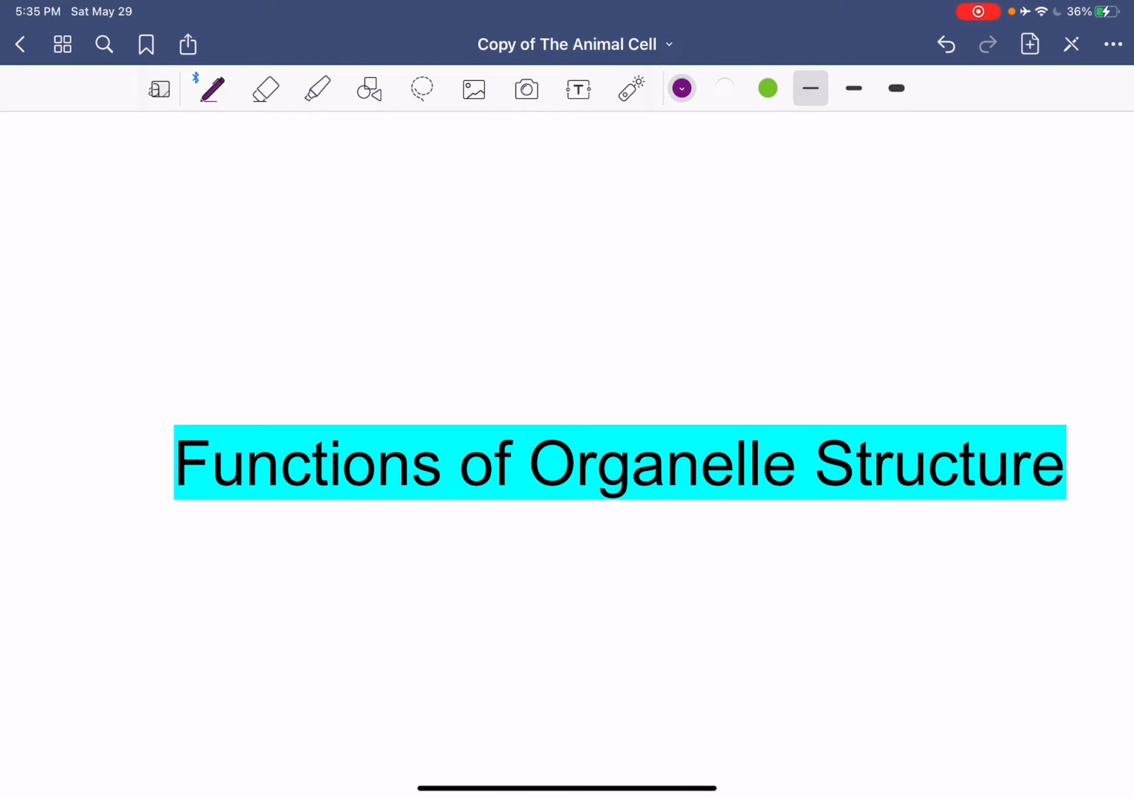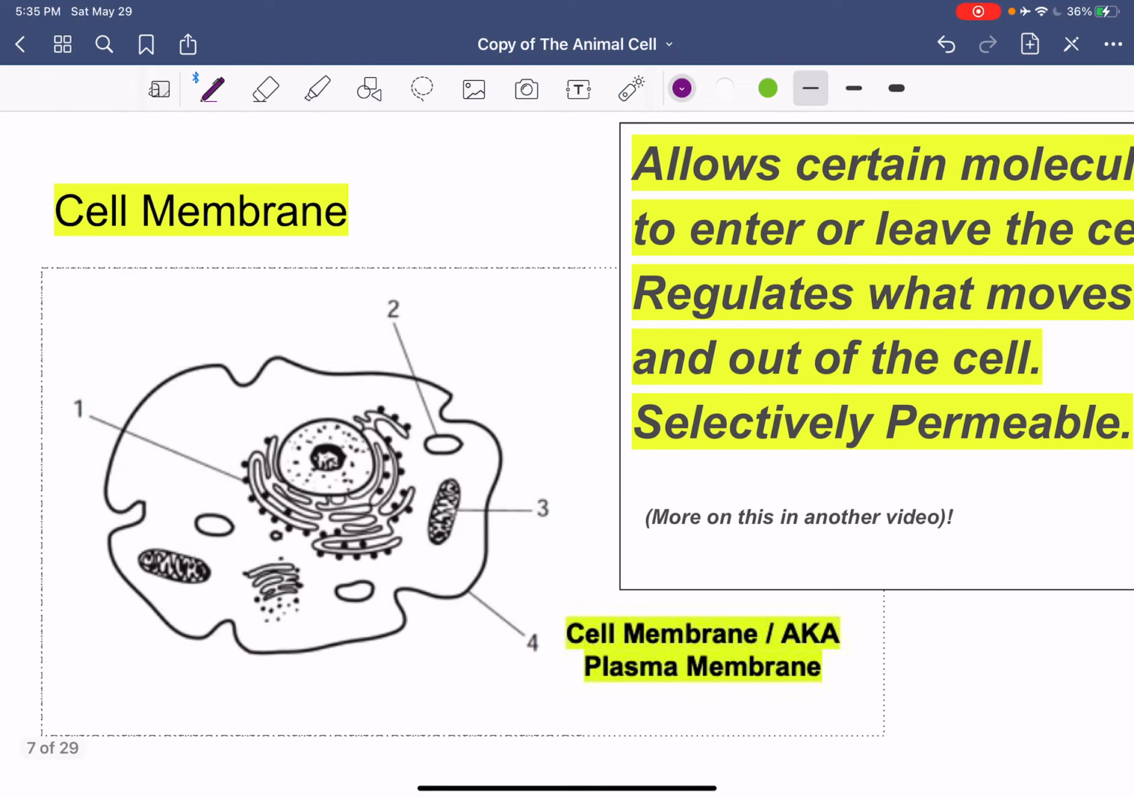So now we're finishing up, we're halfway there with just the notes. We are going to talk about the functions of the organelles now, with the most popular ones. So let's, of course, talk about the cell membrane, which is also known as the plasma membrane. And remember that I said that this is the outermost layer of the cell.